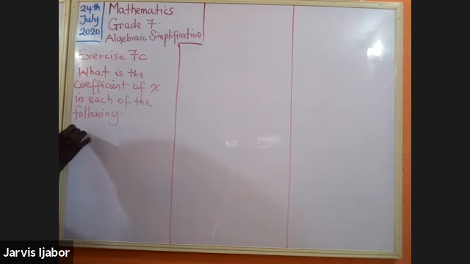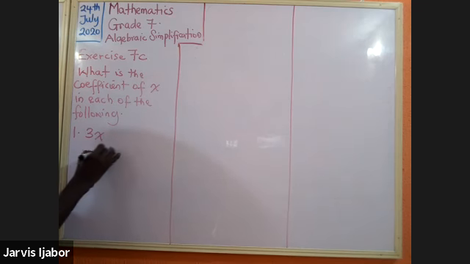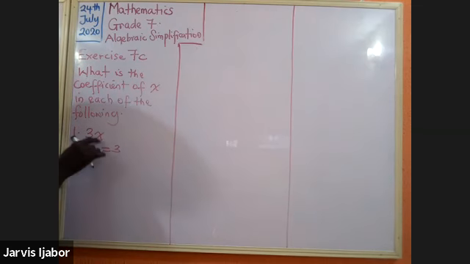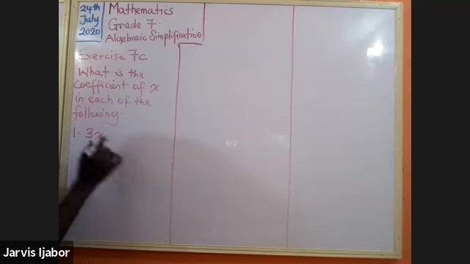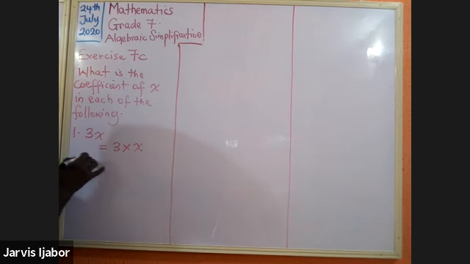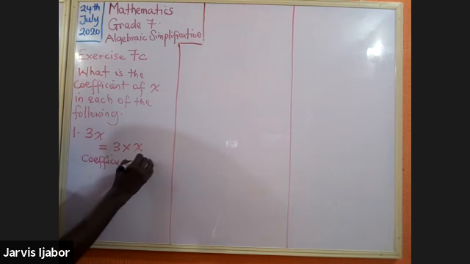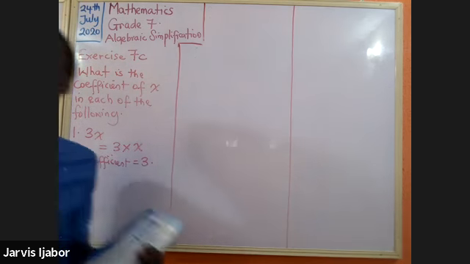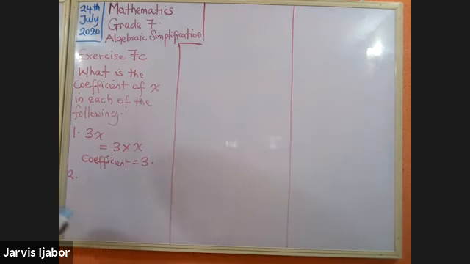Number 1, 3x is what? 3. What's the coefficient? The coefficient is a number multiplying x. So maybe by way of working, this will be 3 times x, which will mean that the coefficient will be equal to 3. Let me put it in statement form for your purpose of revision. If you just write 3, you are still correct. I'm just doing this so that when you are revising, you won't forget. Number 2, 7x.